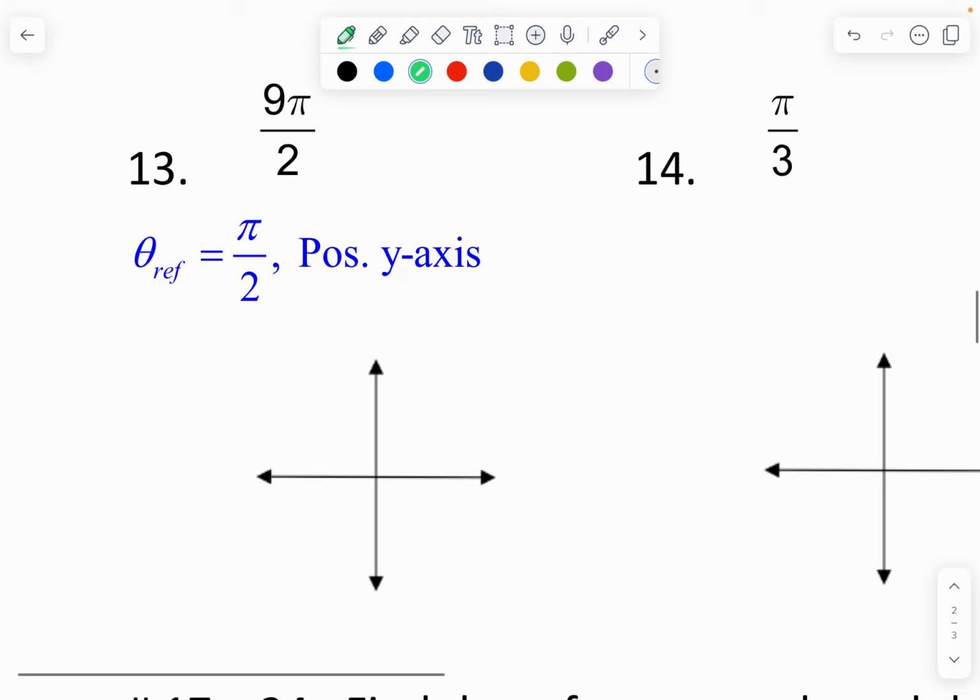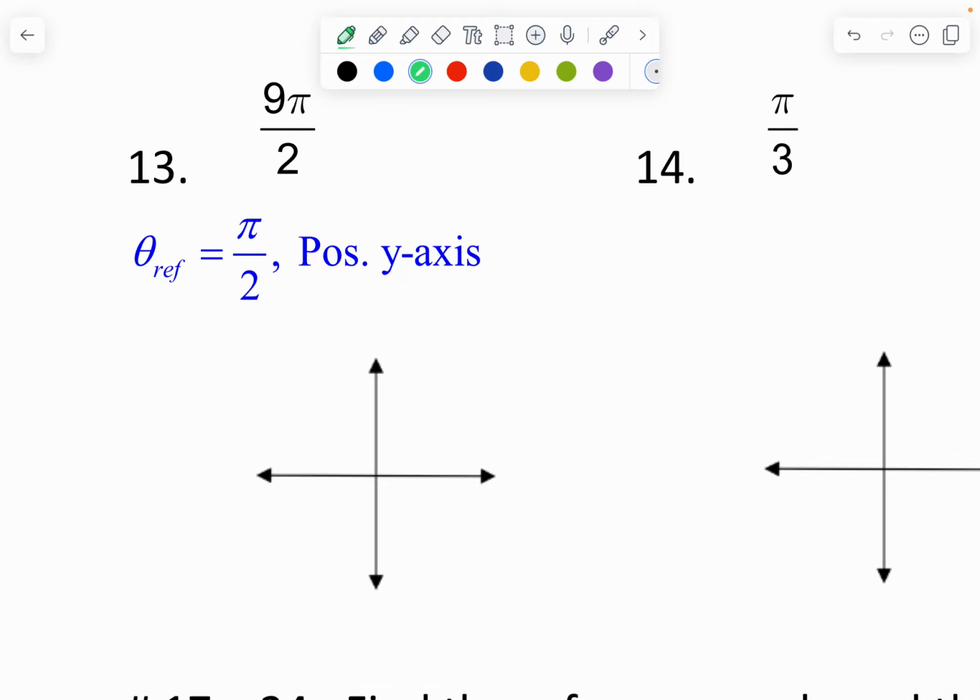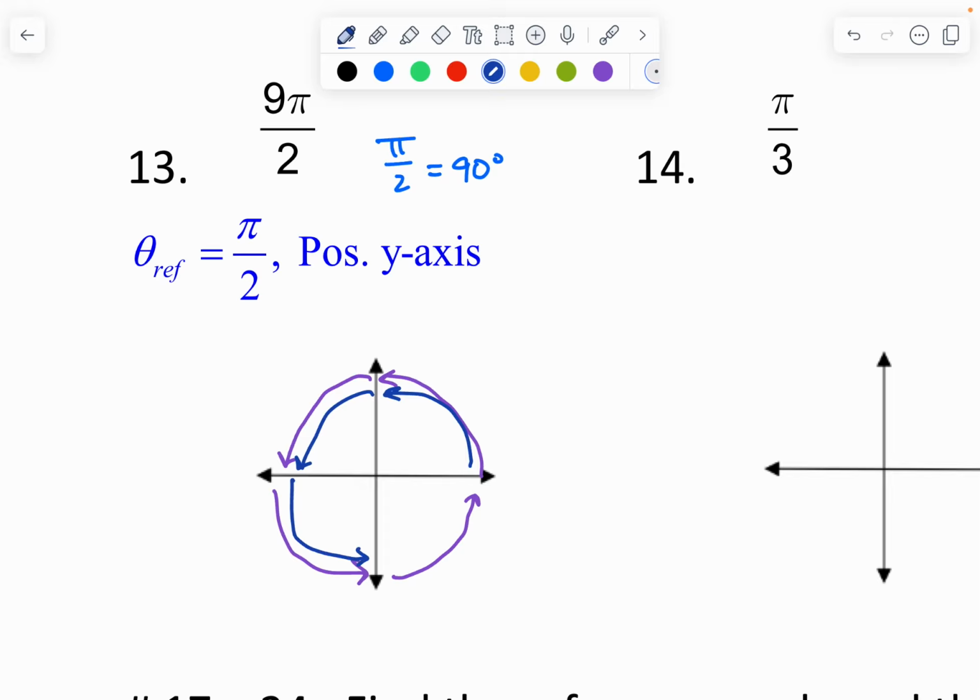All right, 13 has worked for us. 9 pi over 2. If you remember that pi over 2 equals 90 degrees, 9 pi over 2 means you make 1, 2, 3, 4, 5, 6, 7, 8, 9 90-degree turns. And so once this is all said and done, you still end up here with a reference of pi over 2 and lying on the positive y-axis.